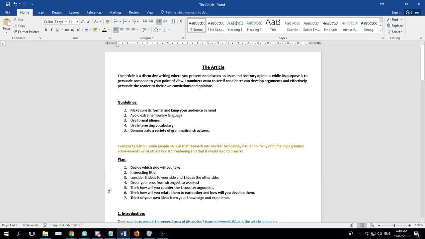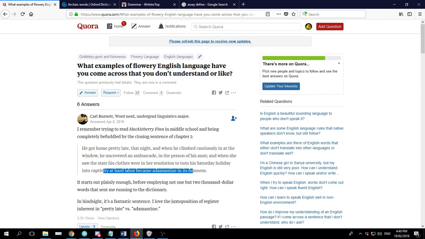Avoid extreme flowery language. Flowery language is the language used in novels, like literary novels and stuff. Here's an example. I got home pretty late that night, and when he climbed cautiously in at the window, he uncovered an ambuscade in the person of his aunt. And when she saw the state his clothes were in, her resolution to turn his Saturday holiday into captivity at hard labor became adamantine in its firmness.